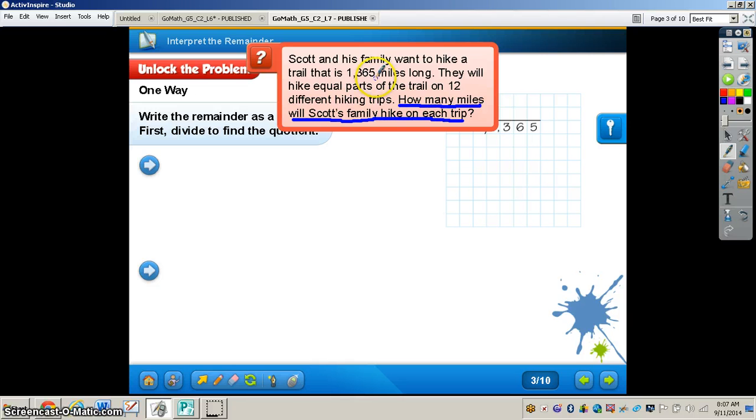And I also want you to circle the dividend. 1,365, that's the total amount of miles that they're going to hike. Sounds like a lot. And then also let's underline the divisor, 12. Now it's not difficult when there's just two numbers in the word problem, but when there's multiple numbers that are distractors and things like that, this is really, really important.